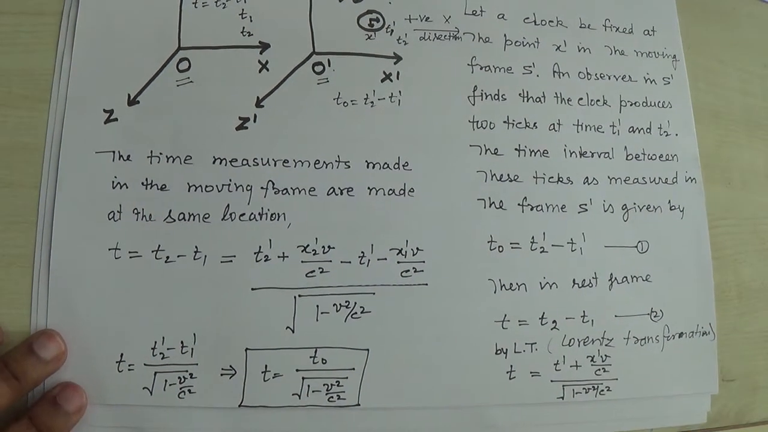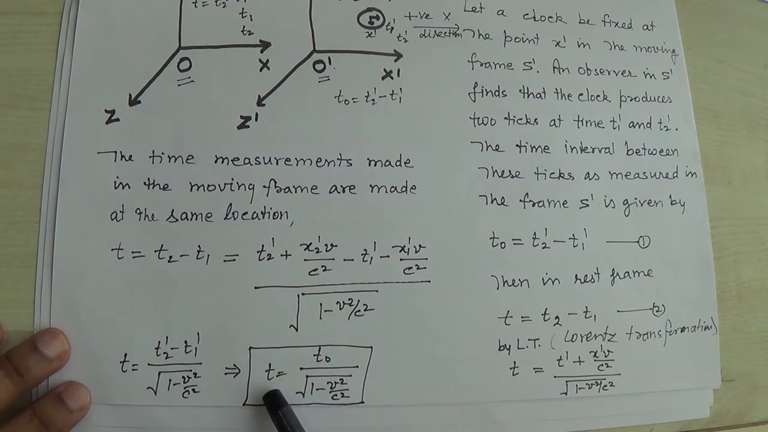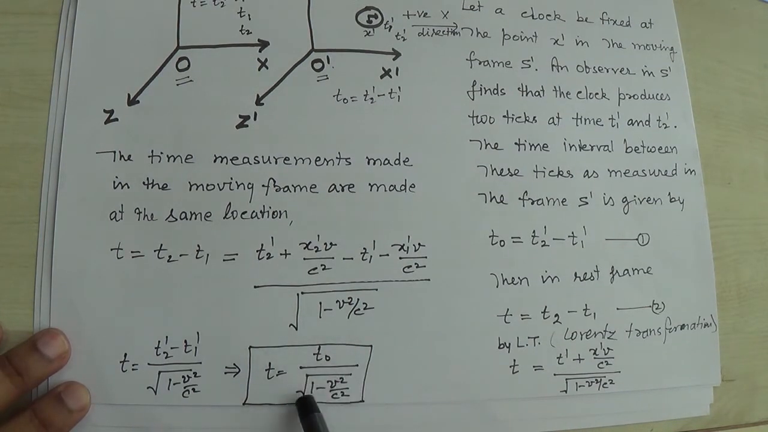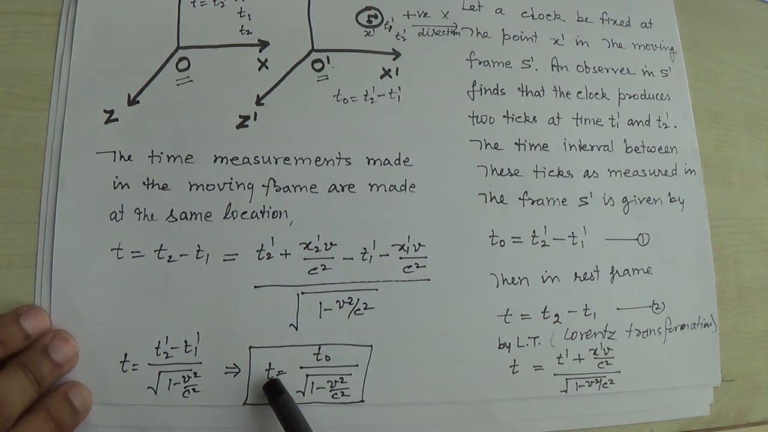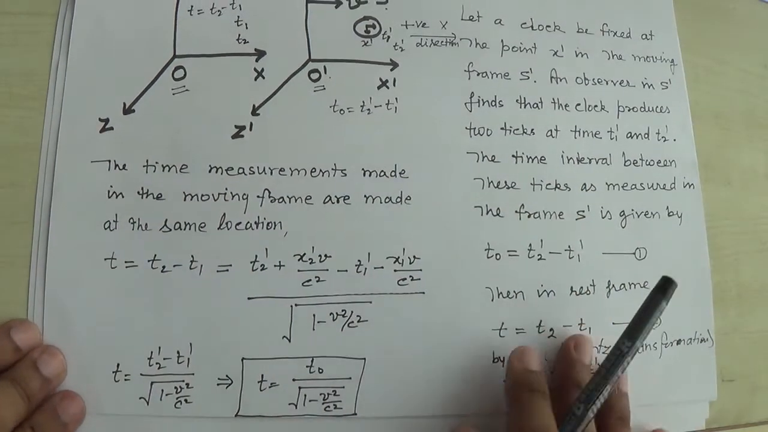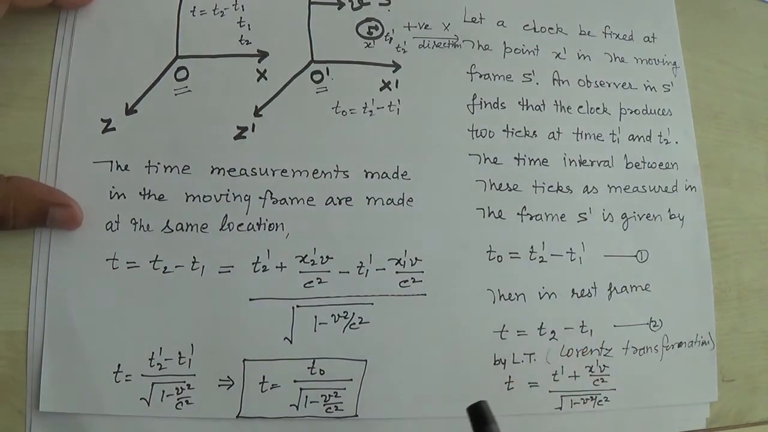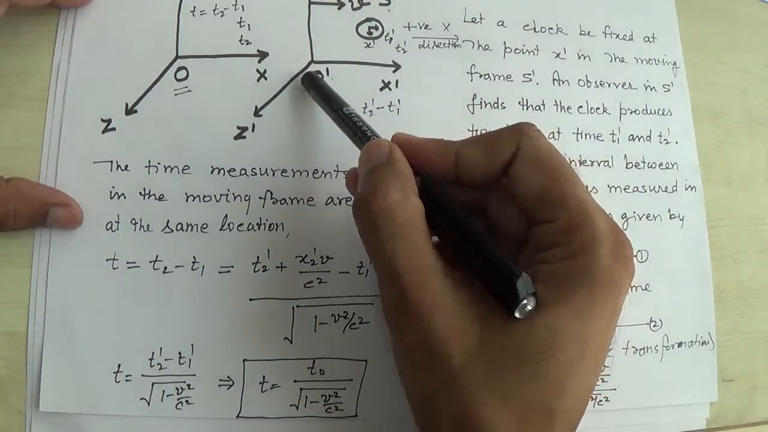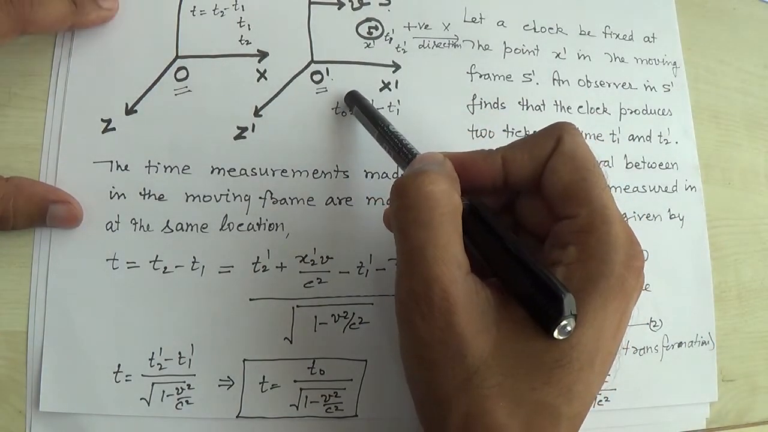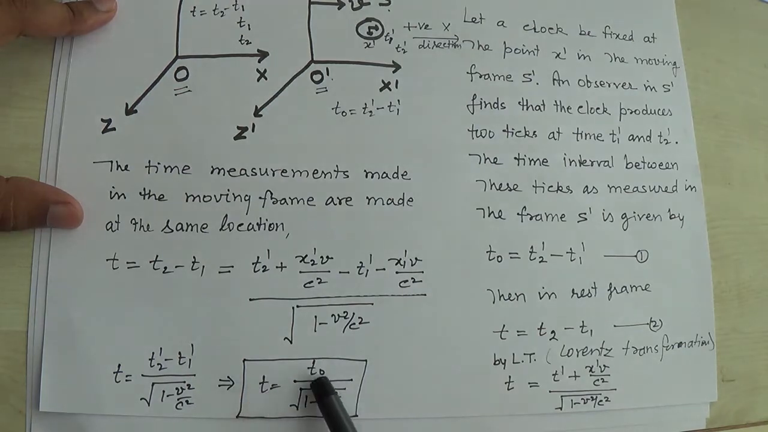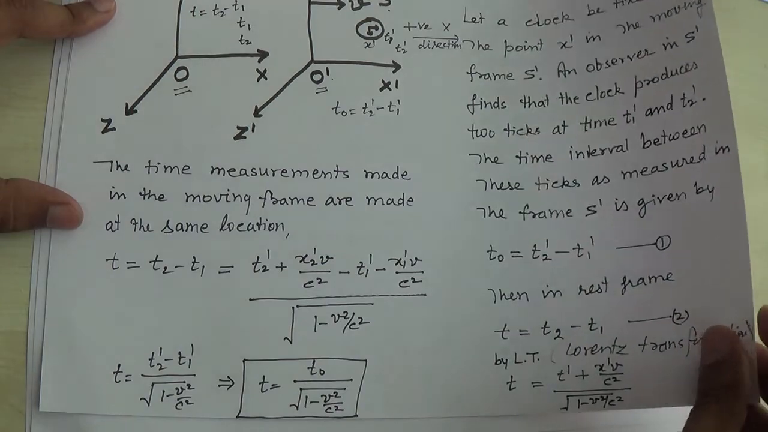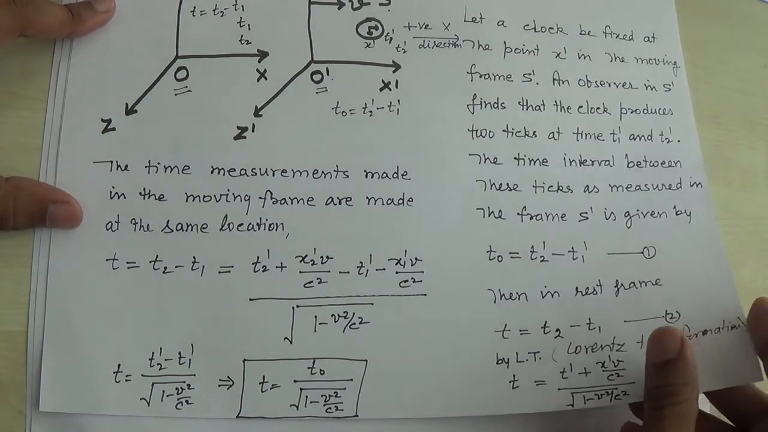So we found the time dilation result: t is equal to t naught upon square root 1 minus v square upon c square. This t is the time interval between the two ticks which appear to the observer O, who is in the rest frame, right? And t naught is the time interval for the O prime observer, and that is the proper time. So this is the relationship, with the factor square root 1 minus v square upon c square, between apparent time and proper time.